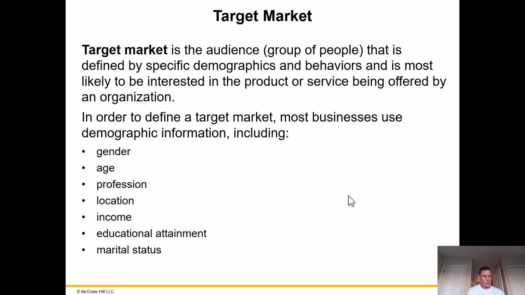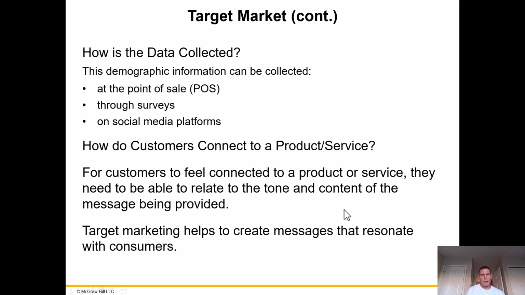So again, you can see from the list below. I won't go through all these, but things like income, how much money do they have to spend, what's their profession, marital status, gender, age, and so on and so forth. Now, with regards to target market, how is the data collected? This demographic information can be collected at the point of sale, which we typically abbreviate POS. We could do it through surveys and also on social media platforms.